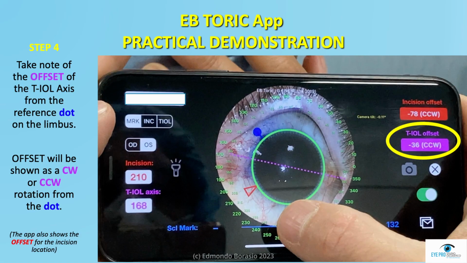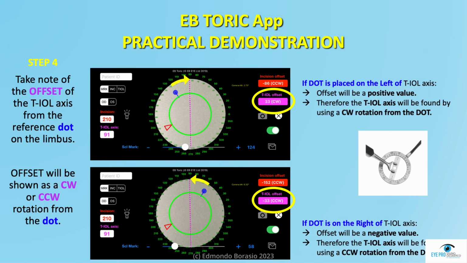This offset is recorded by the scrub nurse and will later be used to mark the implantation axis. We write down the offset on the trolley's drape using a marker pen in order not to forget it, but a screenshot is also saved automatically on the device, and this can be used later for statistical analysis. Since I find counting clockwise more natural, I always try to place the dot on the limbus to the left of the target implantation axis.